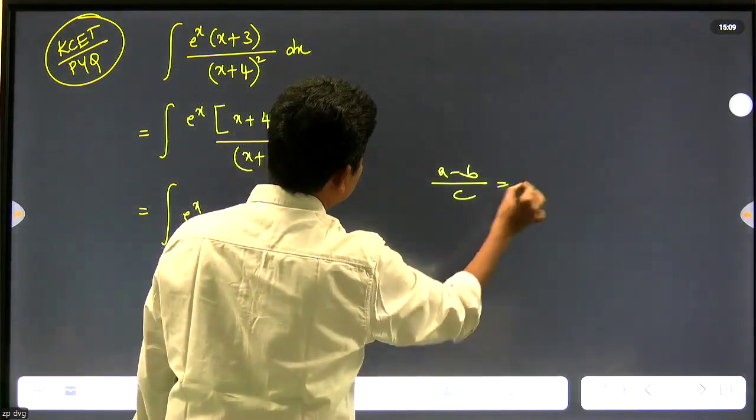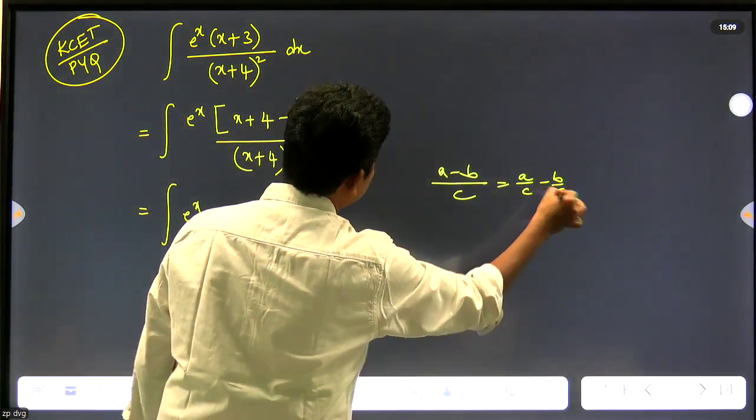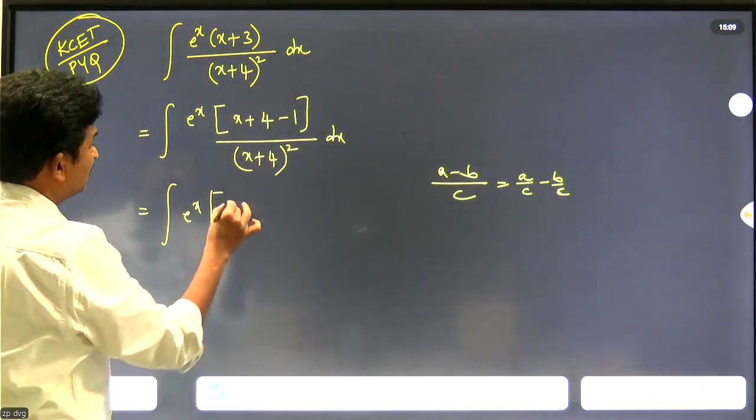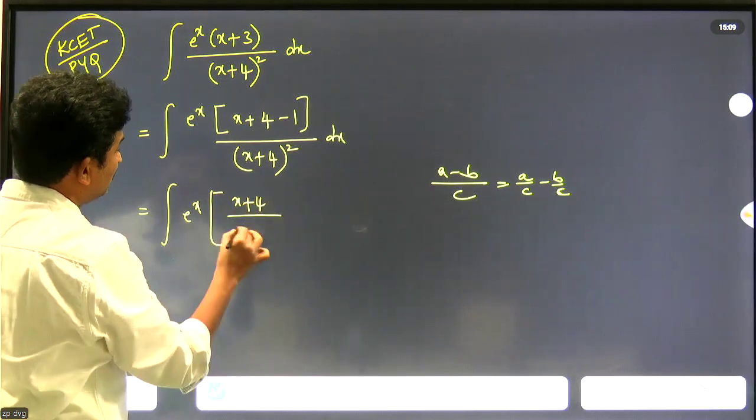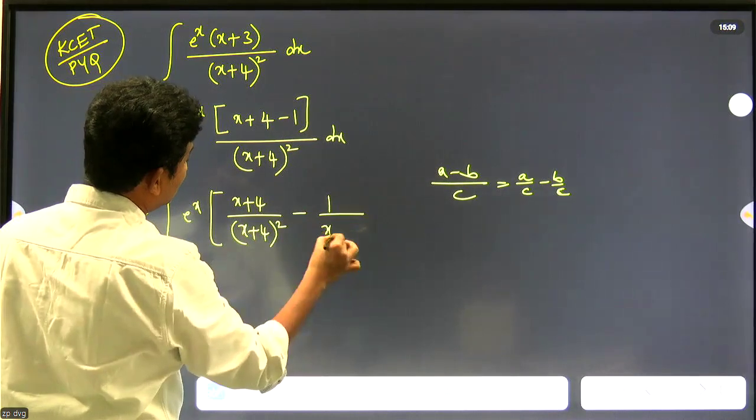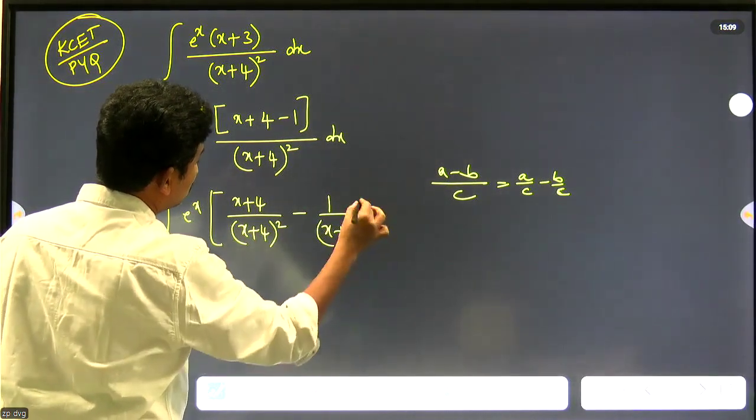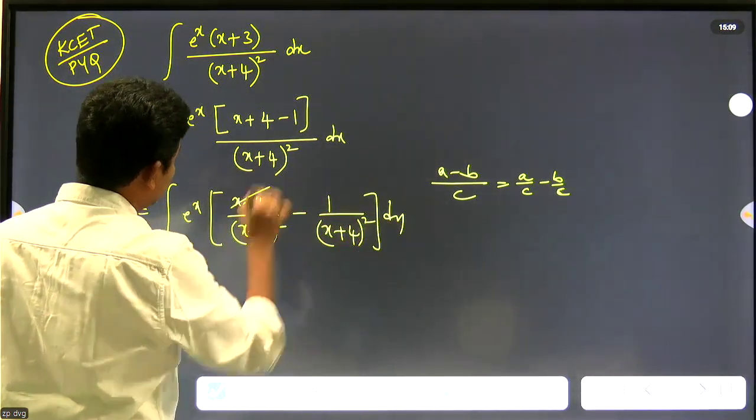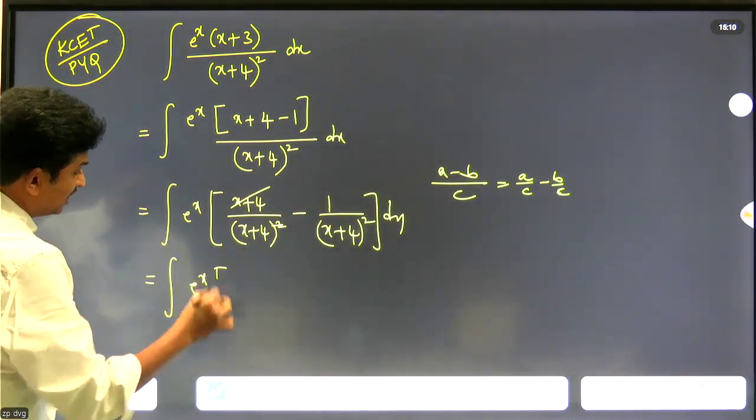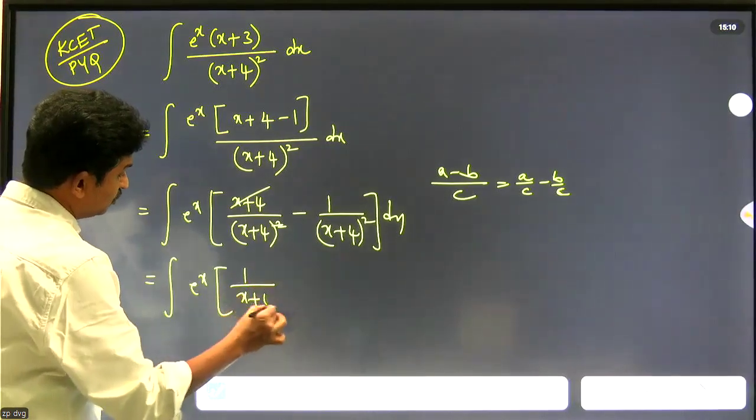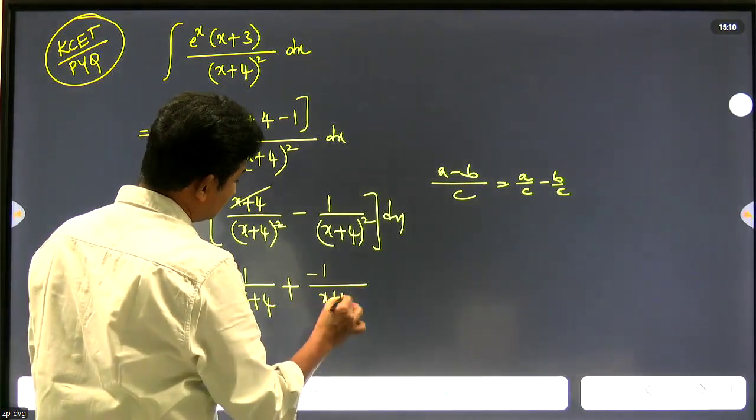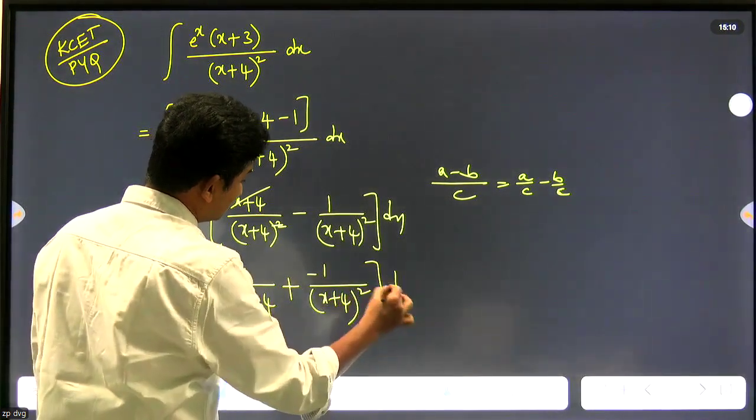divided by c. This can be written as a by c minus b by c, right? This can be written like this. So what can this be written as? This can be written as x plus 4 divided by x plus 4 whole square minus 1 divided by x plus 4 whole square dx. This one x plus 4 will get cancelled, right? That equals the integral of e power x into 1 divided by x plus 4, plus, this can be written like this, minus 1 divided by x plus 4 whole square dx.